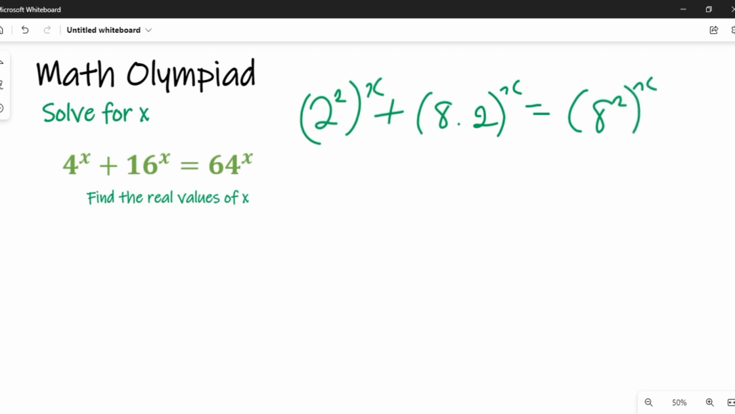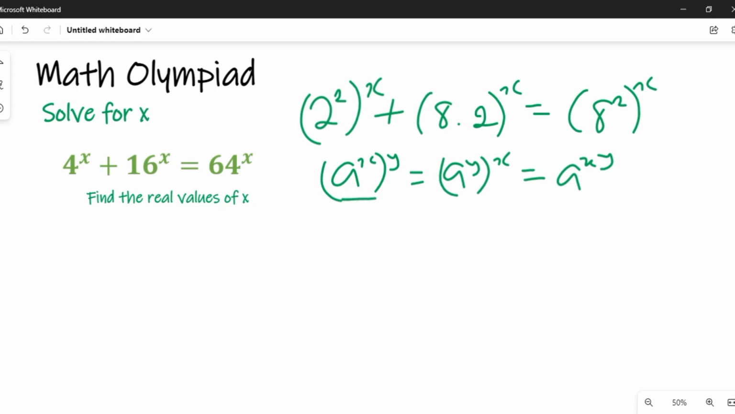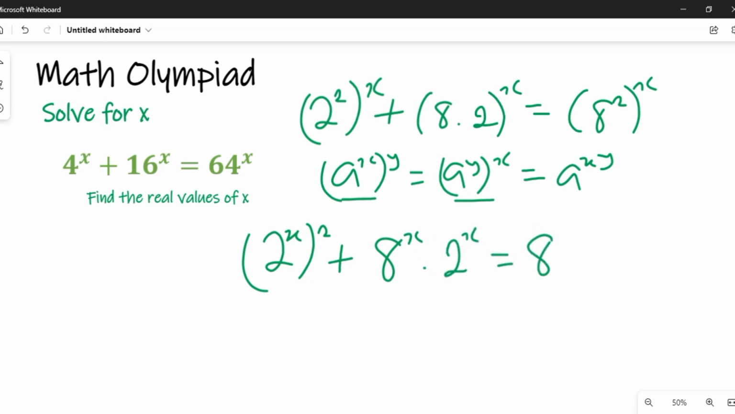So remember from our indices that if we have (a^x)^y, it will be equal to (a^y)^x, and it can be equal to a^(xy). So if we apply these two rules to the expression above, we're going to have 2^(2x) plus 8^x multiplied by 2^x equal to (8^x)^2.